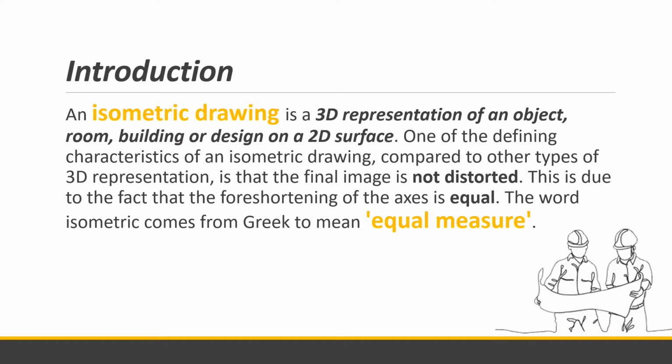One of the defining characteristics of an isometric drawing compared to other types of 3D representation like perspective and dimetric is that the final image is not distorted. It is not distorted in a way that it shows the actual length of the object or the actual dimension. This is also due to the fact that the foreshortening of each axis is equal. The word isometric comes from the Greek, meaning equal measure.